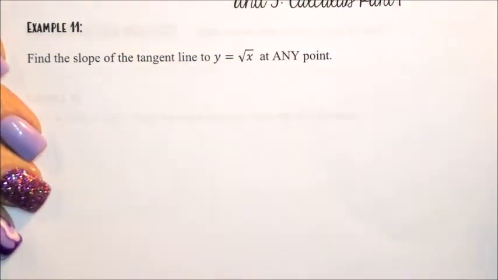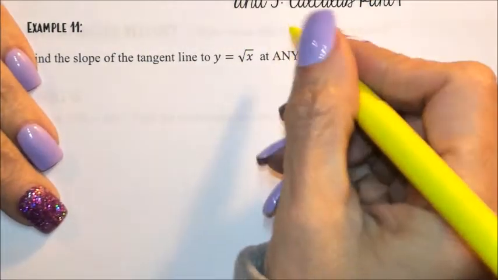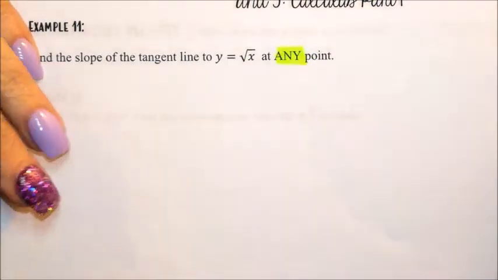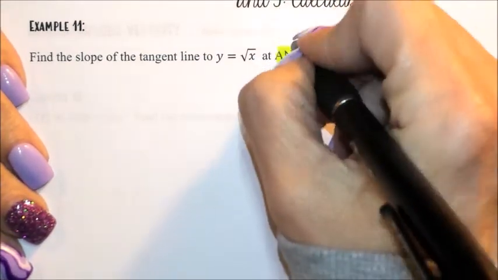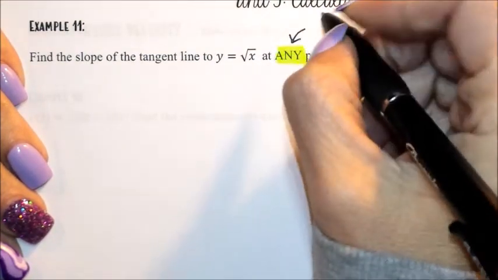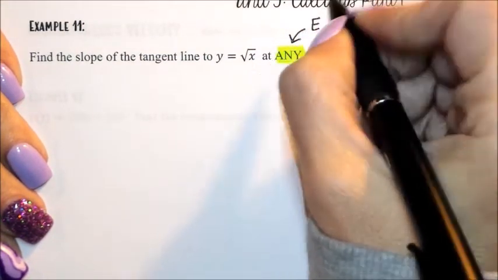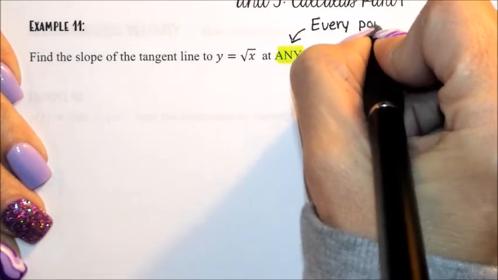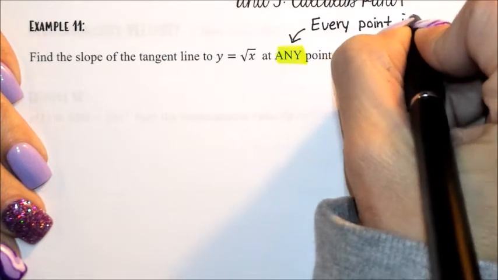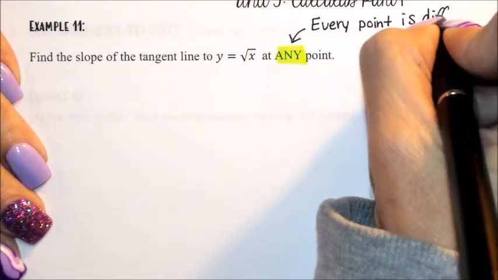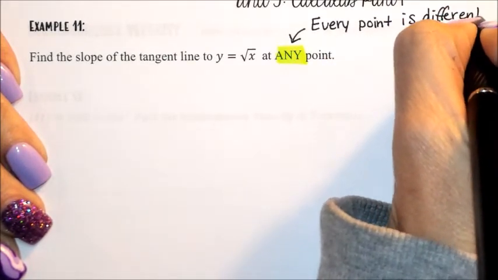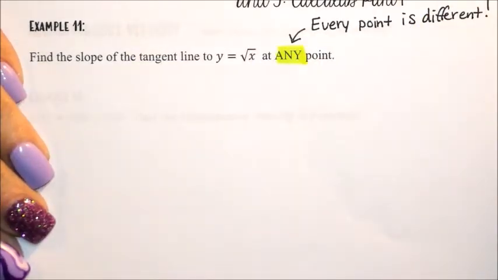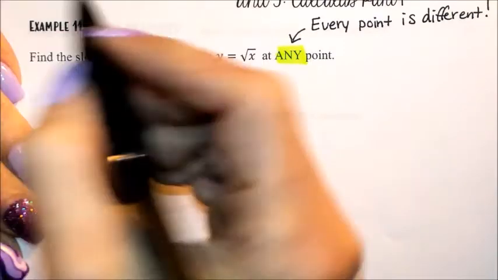All right. So first, I want to highlight on this the word any. And then you can draw a little mind-blown picture if you know how, but I'm just going to write the words. Every point is different, meaning I can pick 3, 1. I can pick 1, 1. I can pick any point I want on this line.